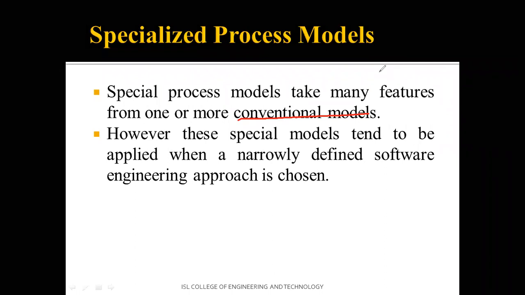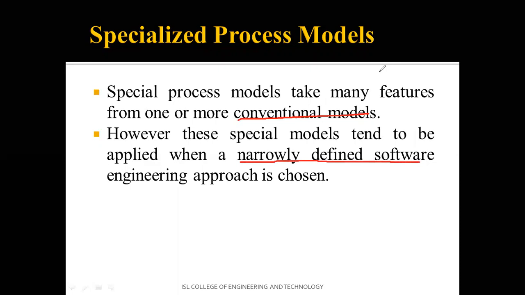Now, the models that we have studied till date are the waterfall model, incremental model, and spiral model. We have studied different types of models. So these specialized process models are going to take many of the features from these models, some of the features that were the best, and they've combined them into these models, and these models are called the specialized process models.